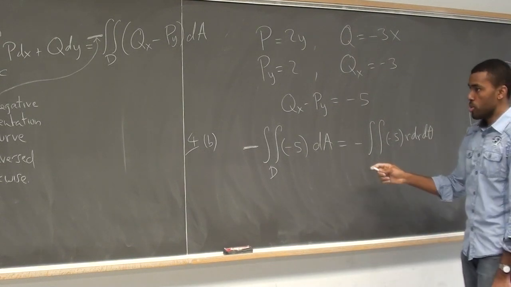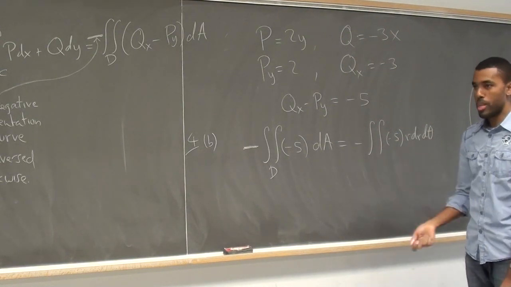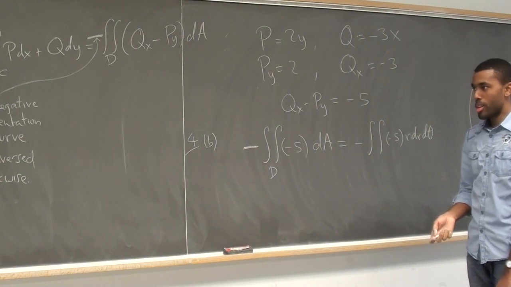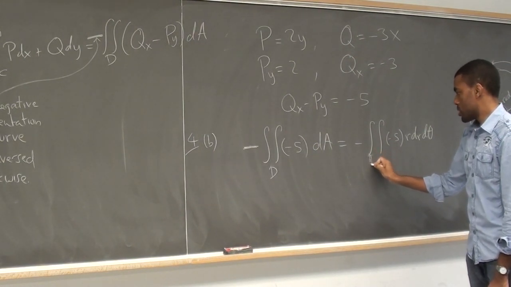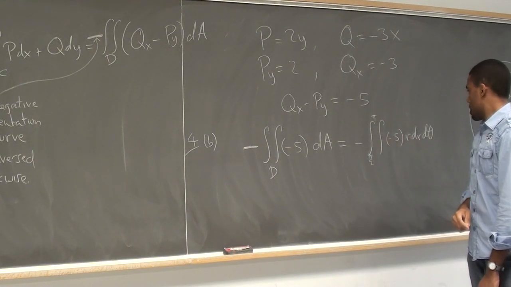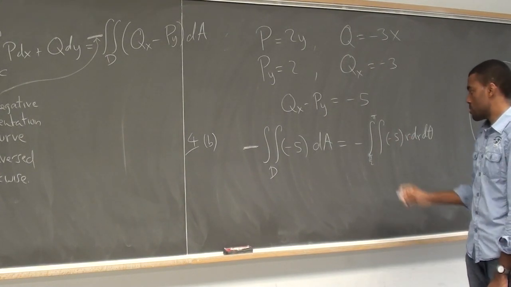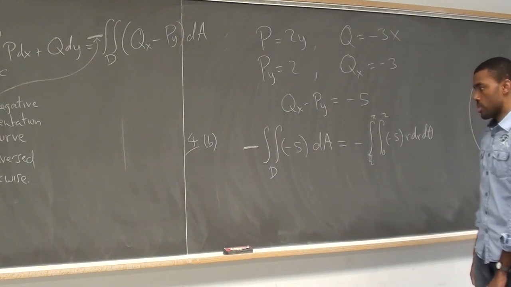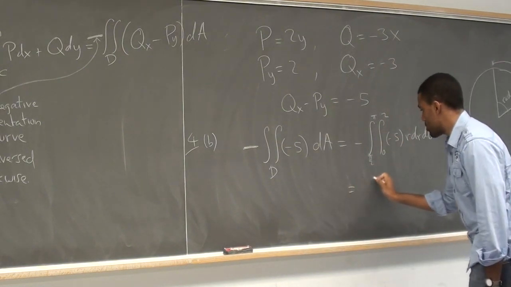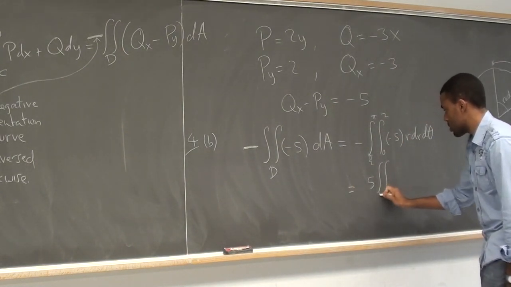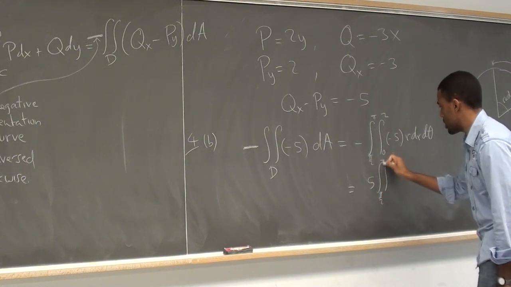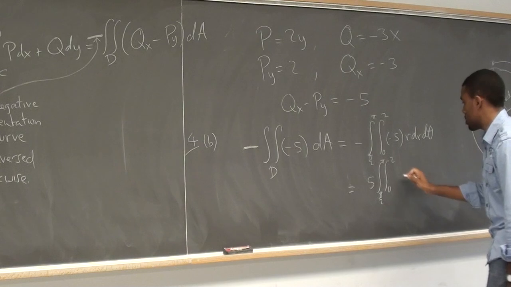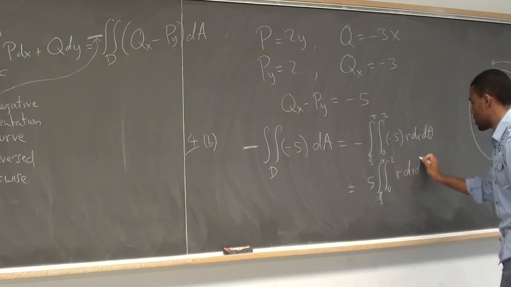And the theta would be what? A lot of people messed up the theta as well. For the second quadrant, do you remember what the theta was? Pi over 2 to pi. The radius is what? 0 to 2. So that was your guide. So this ends up being 5 times the double integral with theta from pi over 2 to pi and r from 0 to 2 of r dr d theta.